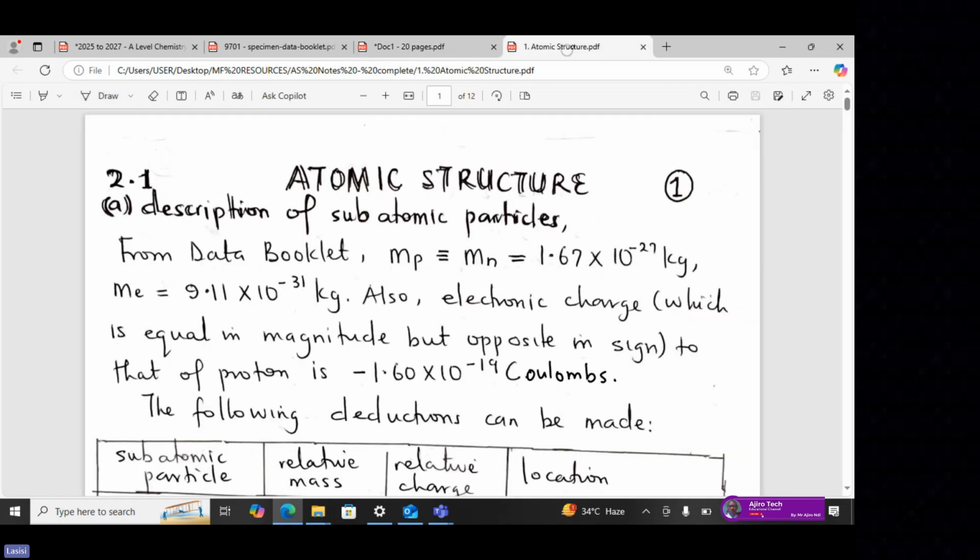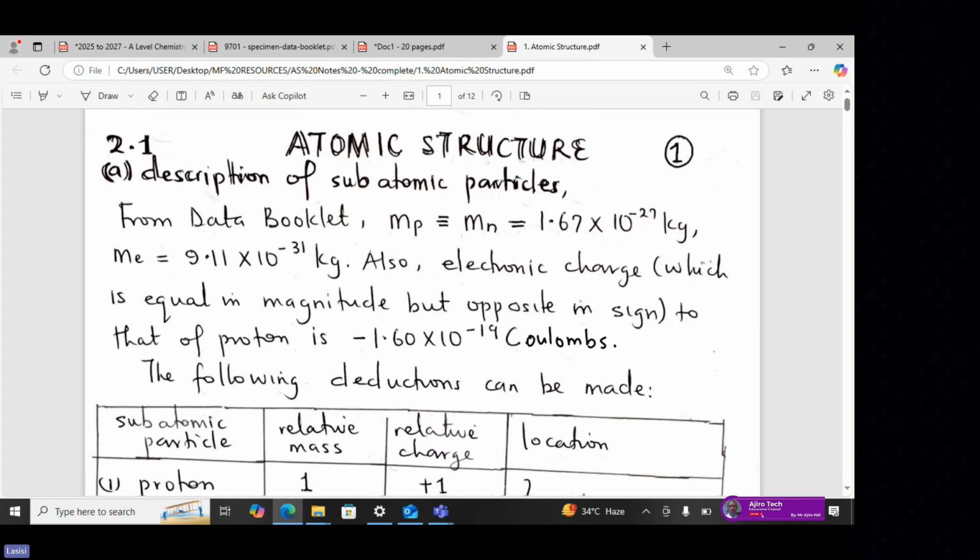Now I put in the note. Come and see the note. Can you read this? I want to explain to you. A description of subatomic particles. From the data booklet, the mass of proton is equal to the mass of neutron, which is equal to 1.67 times 10 to the power negative 27 kg. Mass of electron is equal to 9.11 times 10 to the power negative 31 kg.